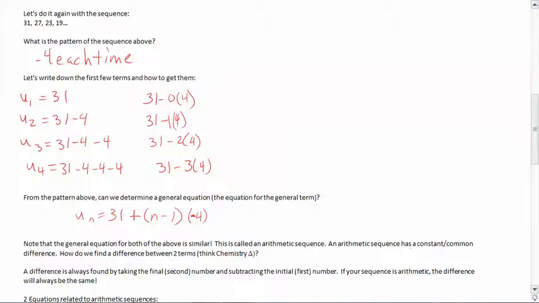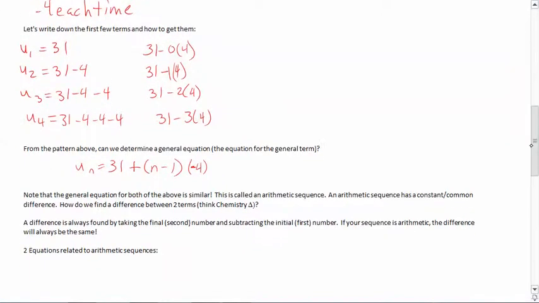Now, think back to chemistry. Since I'm calling this a constant difference, how do you find the difference in two terms? Hopefully you know from either chemistry or some other class that it's always the final minus the initial. So the second number minus the original one. If you note right here, 27 minus 31 would give us negative 4. 23 minus 27 is negative 4. 19 minus 23 is negative 4. And so we get the same difference every single time.